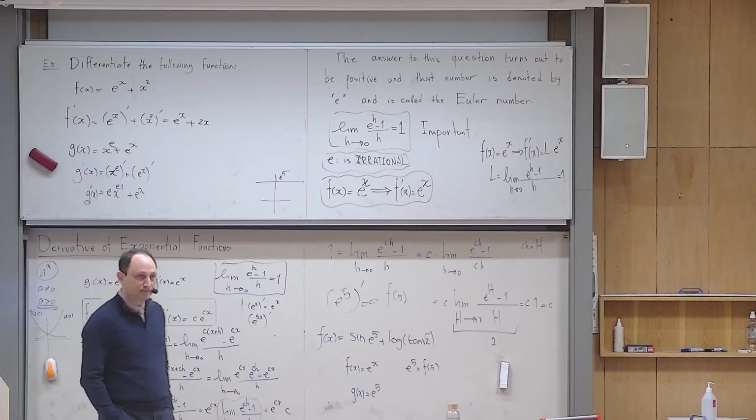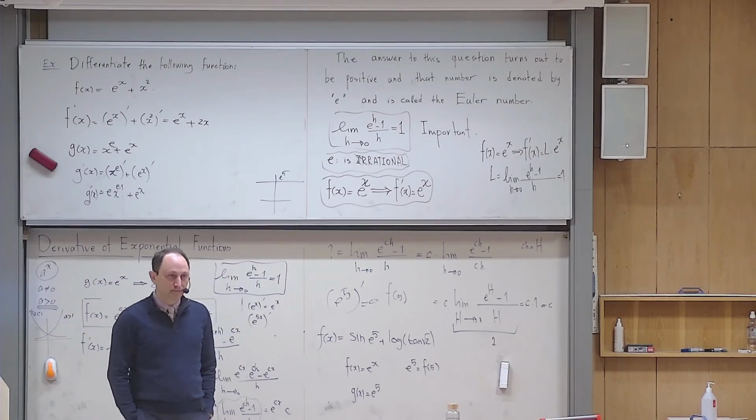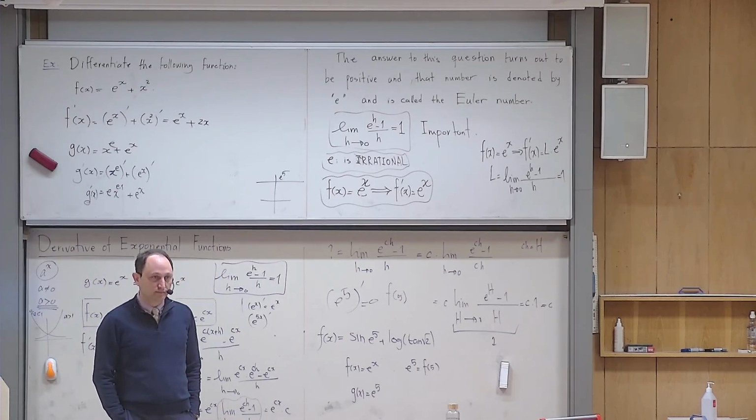So we say that we have a function f of x equals c times e to the power of ax. Then the derivative of that function is equal to ac times e to the power ax.